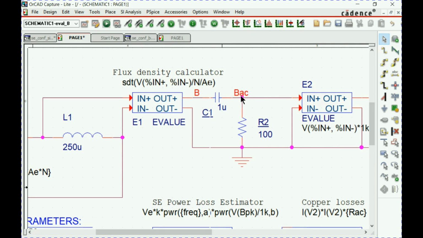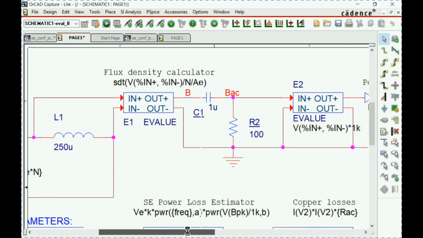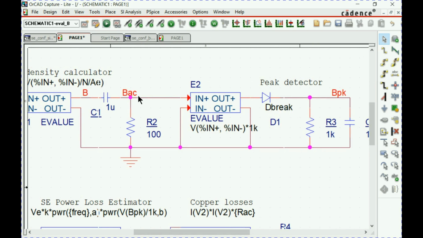Okay, so BAC is the magnetic flux density, the AC component of which, of course, should be at a lower frequency as compared to the switching frequency, or the excitation frequency, I should say, in this particular case. Now, once we have this value, we need the peak value for the equation. The Steinmetz equation needs the peak value. Here we're going to see a time-dependent value.